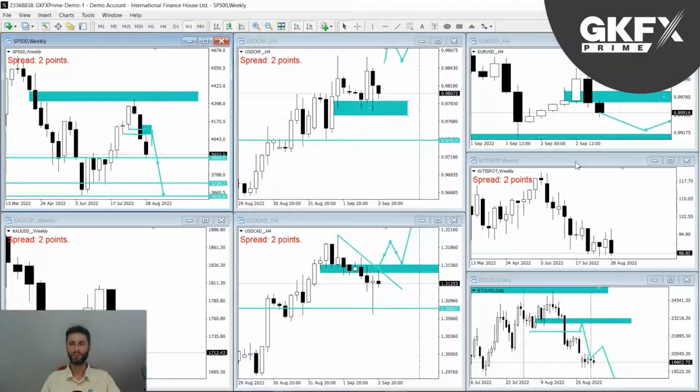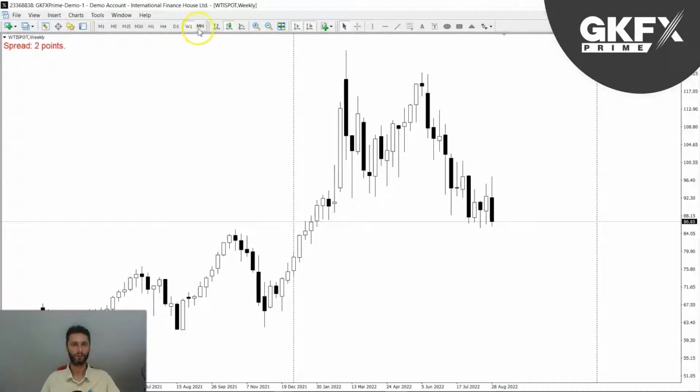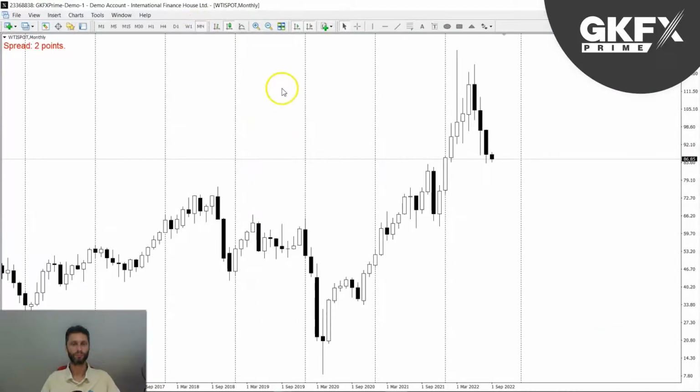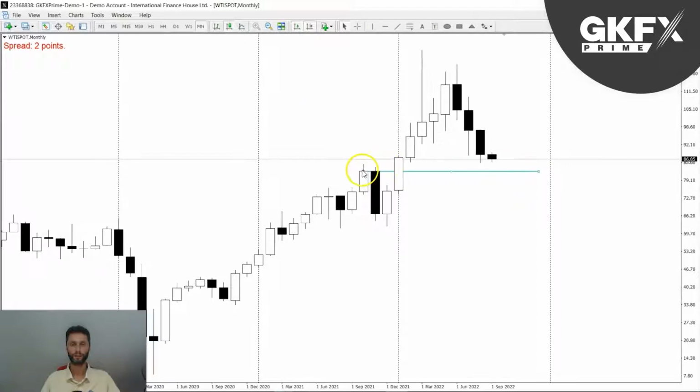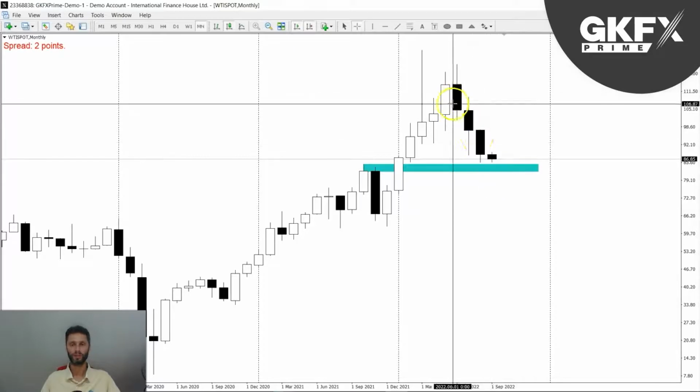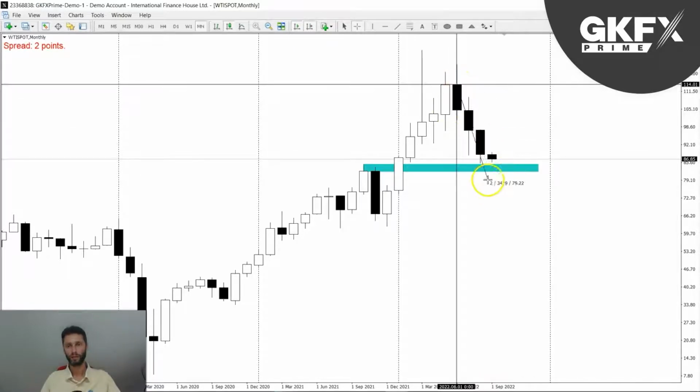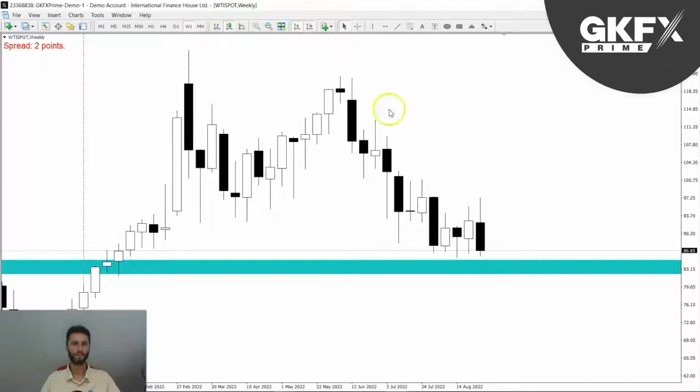Okay, I'll move on to oil now. An old favorite, this one, oil. So I'm going to start with the monthly because it provides a clearer picture. I've got a level I can see here, and we can see this continued bearishness over the last few months, and we're now in the retracement phase of the market. Let's look at the weekly.